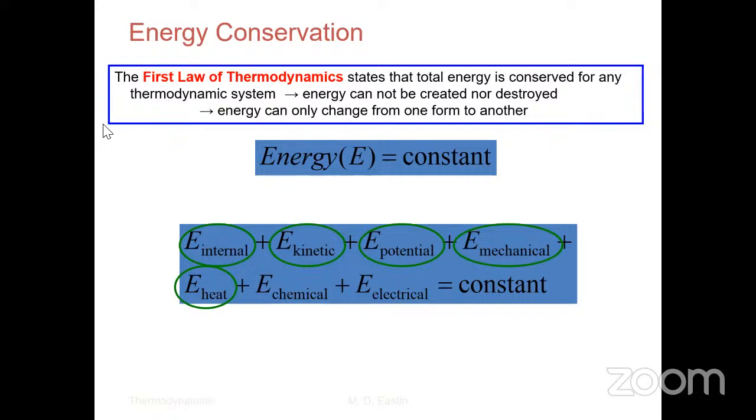So you can now, well, let's start doing some relationships. We'll end up with some calculations. Energy, with the symbol capital E, is constant. So now you have your different forms of energy: your internal energy, kinetic energy, potential energy, mechanical energy, heat energy, chemical energy, electrical energy. All of them is equal to constant. So let's start from there. So E is equal to constant.